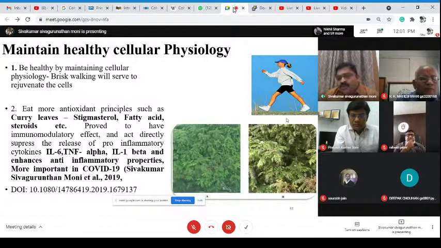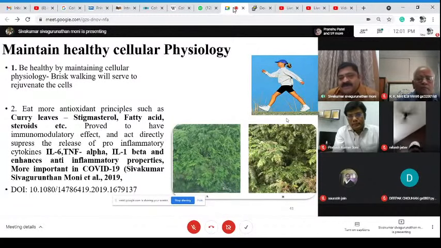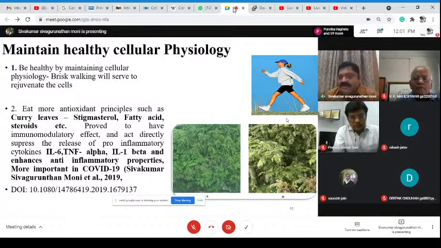And we should eat more antioxidant principles. By nature, we have them in our food habits; especially India is lucky enough to have some food herbs traditionally. Like Murraya koenigii, that is curry leaf, you know very well, which is rich in stigmasterol, fatty acids, and steroids. Recently in our work, these curry leaves are potent to modulate the immune response and potentially reduce the cytokine network.